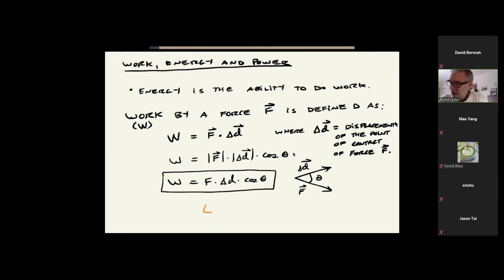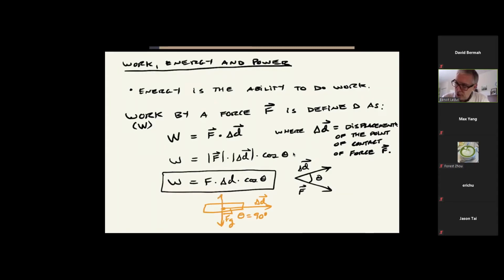So this is like my iPad here. Of course, this gravity is coming down, and the point of application of the force of gravity is right here, and it's like this, all right? And what you notice here is that the angle is 90 degrees, and cos of 90 degrees will give you zero. So when the force is 90 degrees perpendicular to the displacement of the point of contact of the force, this is exactly zero, okay?